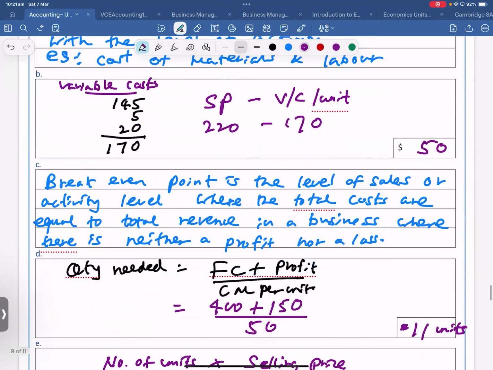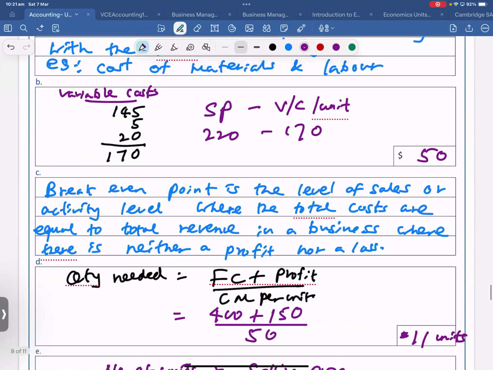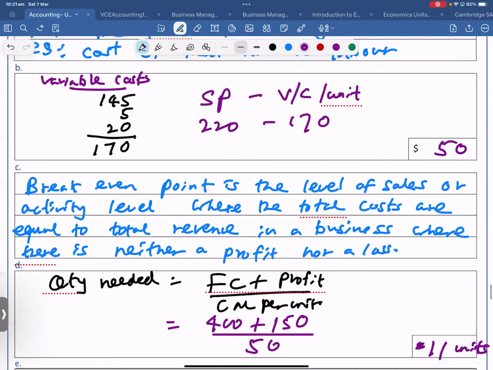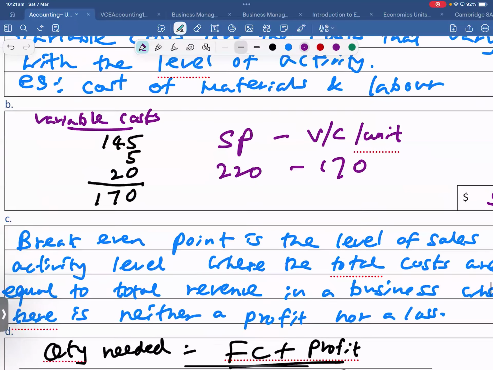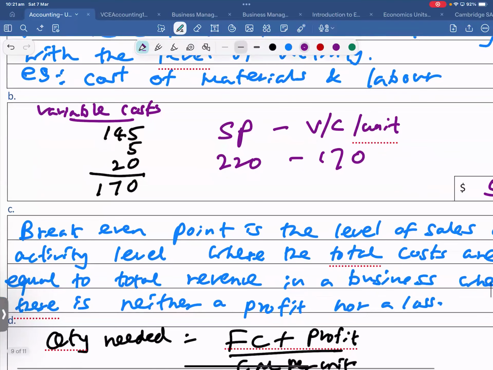It's like your cost per unit. So if I'm spending like $120, that'll be your variable cost. Variable cost is the cost that is influenced by the quantity. If you produce more, your variable cost will go up. So variable cost is the cost or expenses that change with the level of activity. For example, cost of material and labor.